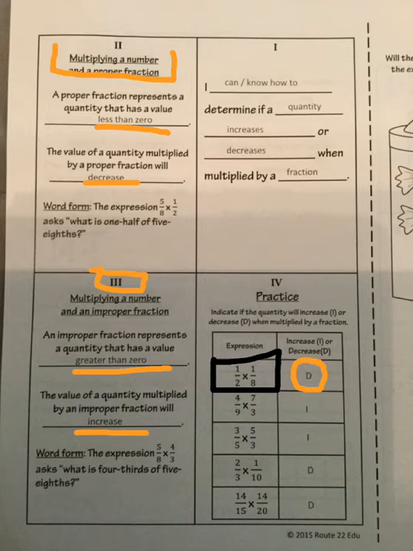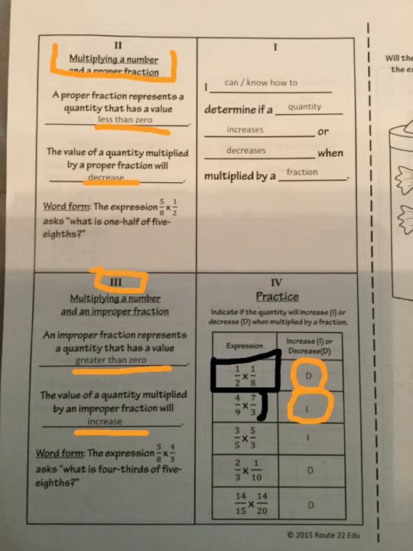Now look at the next one. We have 4/9, but we're multiplying that by 7/3. So 4/9, that's a fraction where the numerator is smaller than the denominator. But 7/3, the numerator is larger than the denominator of 3 right here. So that means that we're going to get an increase. Next question.